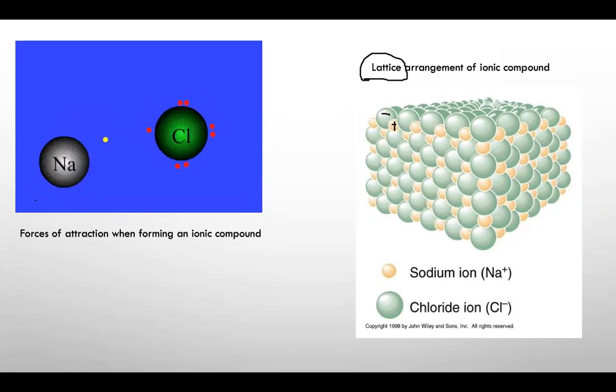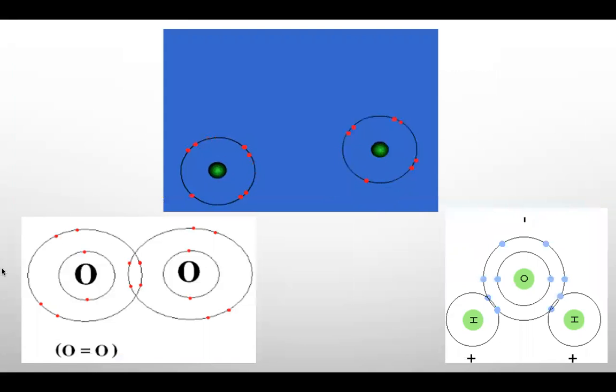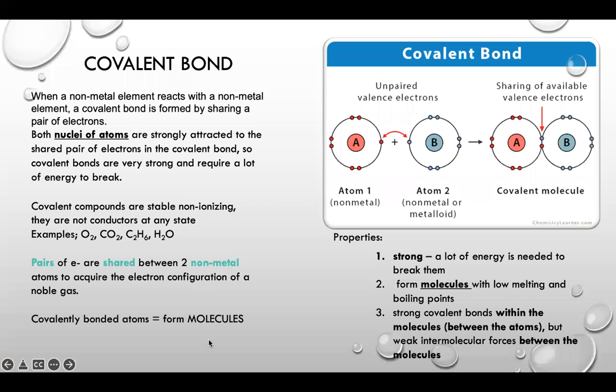The second type of bonding we're going to talk about is the covalent bond. A covalent bond occurs when an atom of a nonmetal reacts with an atom of a nonmetal. This is by sharing a pair of electrons to form a covalent molecule. As you can see in this figure, the two atoms have donated their electrons to share a pair of electrons, and thus each atom has gained a full octet. Each atom has a stable octet of 8 electrons in the outermost shell.